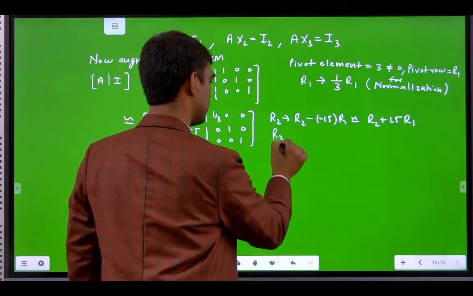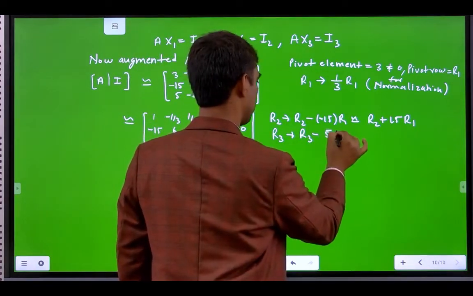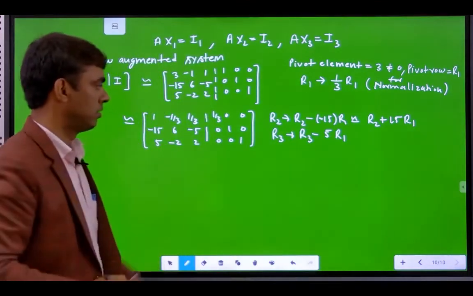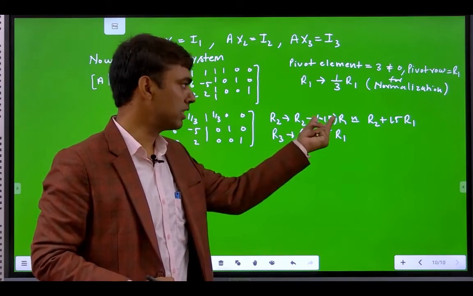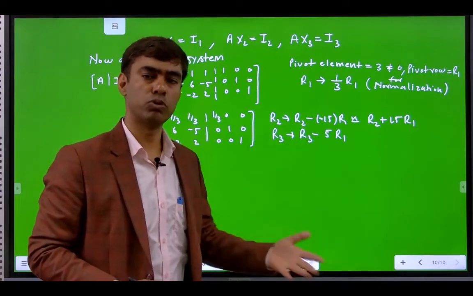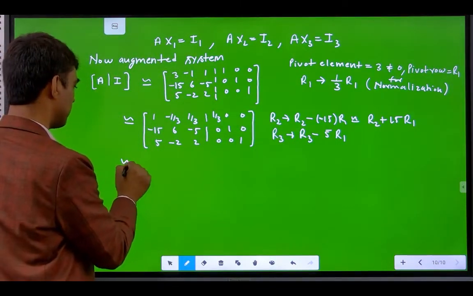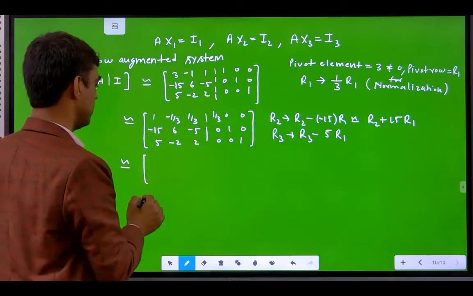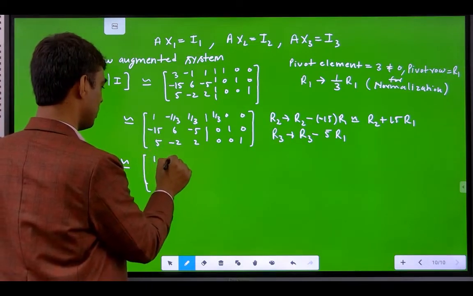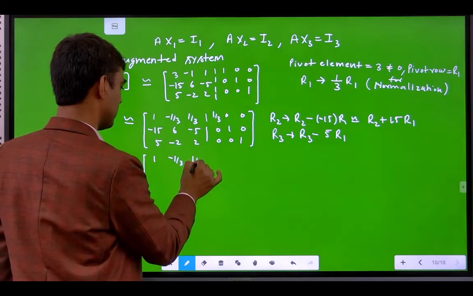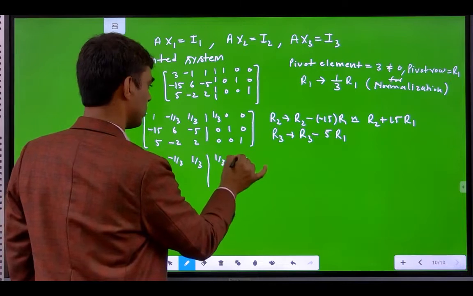Similarly, from the third equation, we perform R3 minus 5R1. That means non-pivot row minus pivot row, and there is multiplication or division in a pivot row only. This is the rule. So what is the equivalent matrix? There is no change in the first row: 1, minus 1 by 3, 1 by 3, partition, 1 by 3, 0, 0.